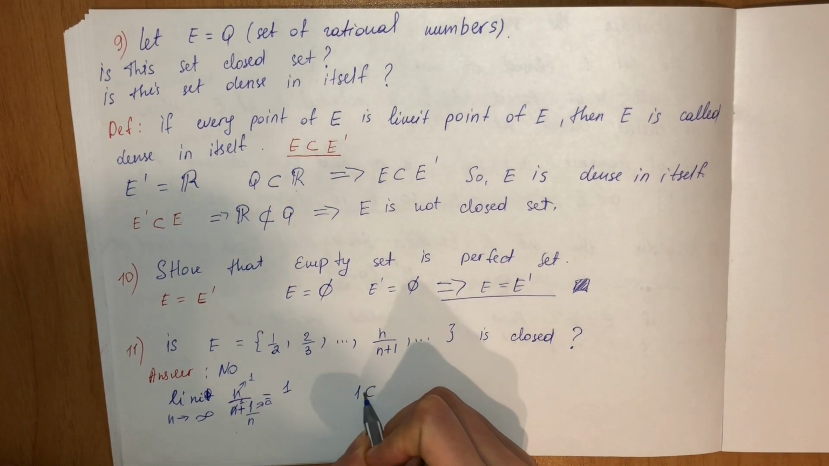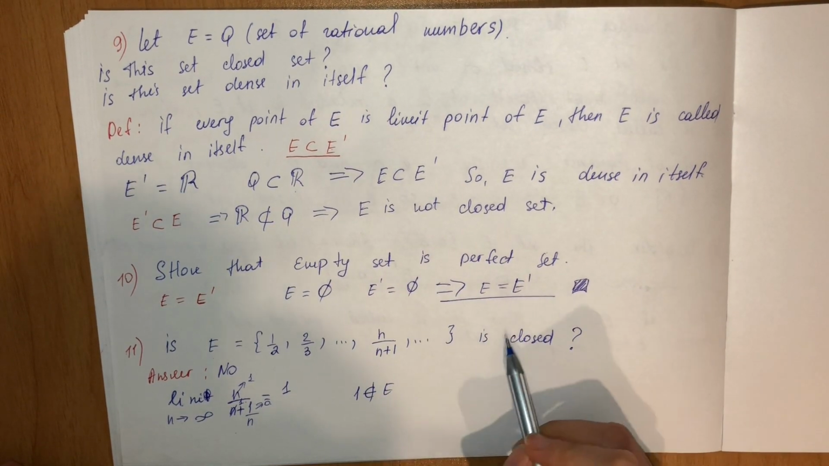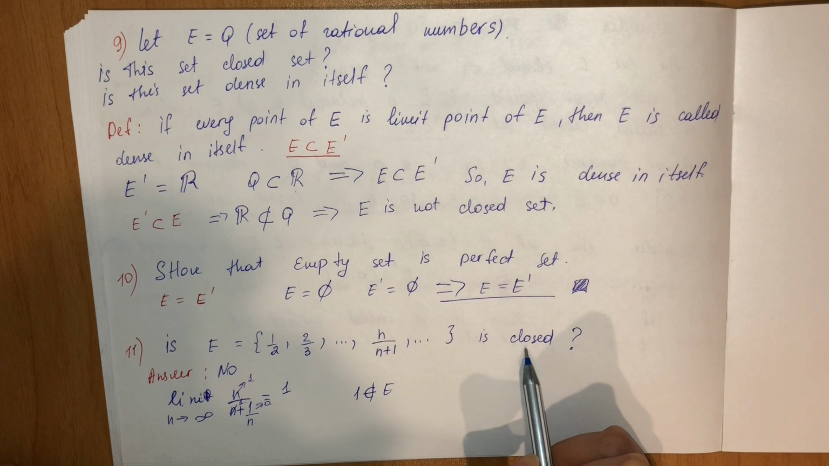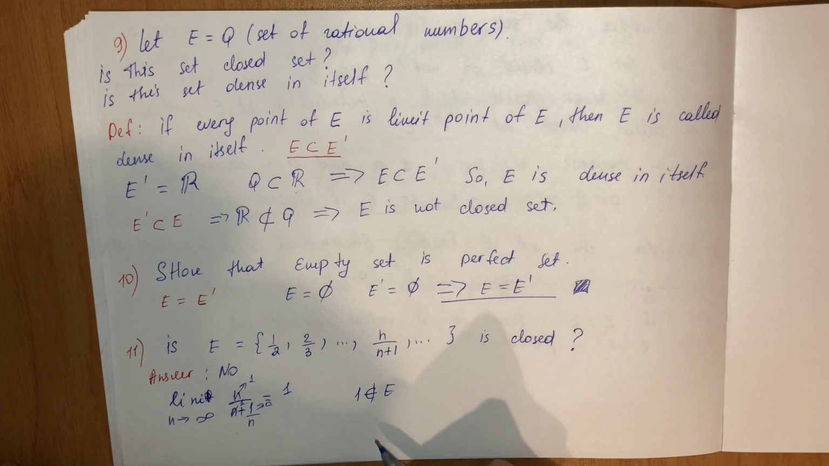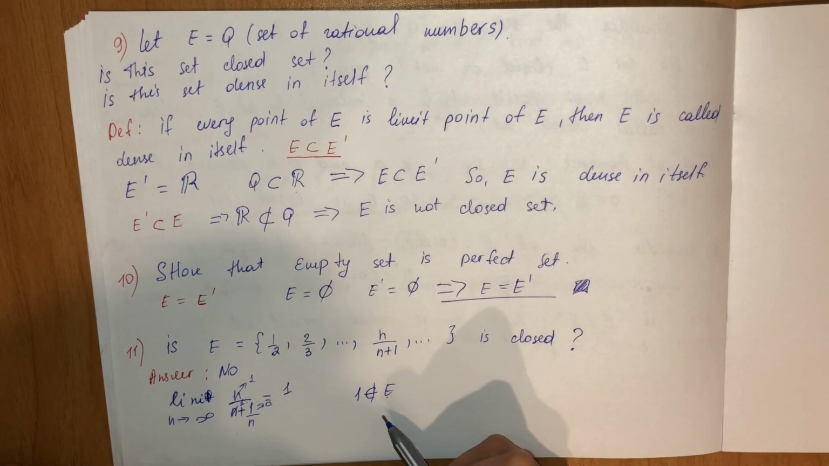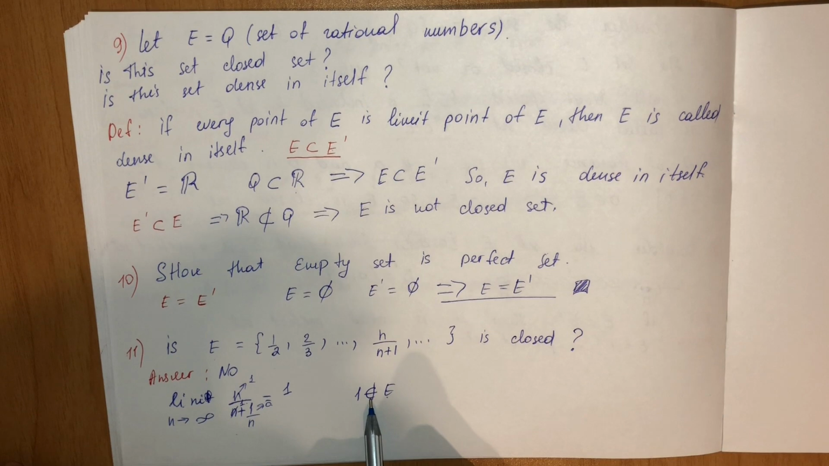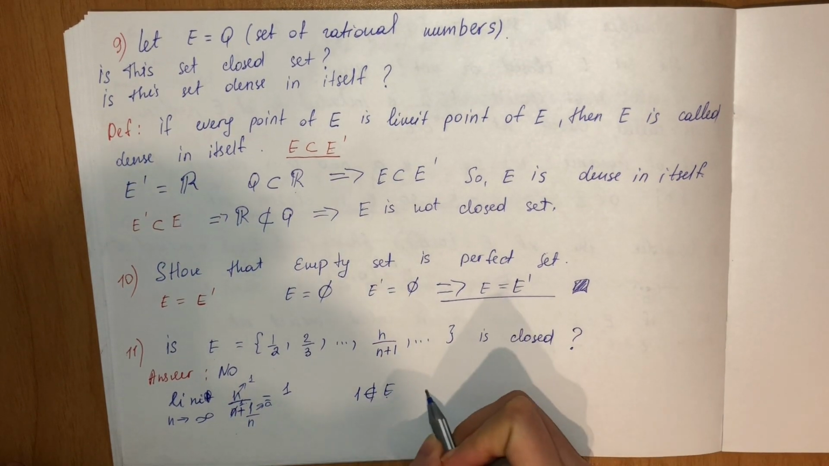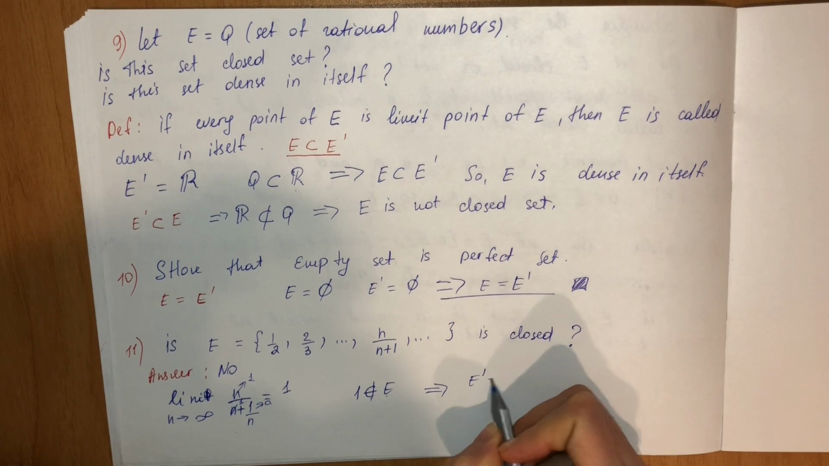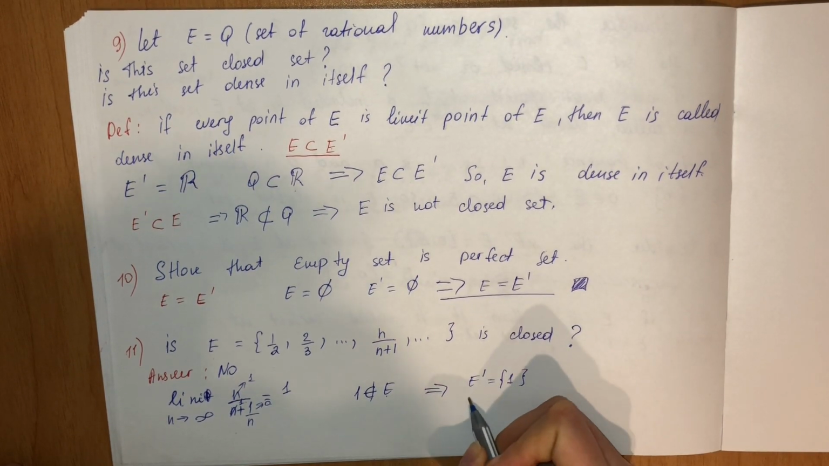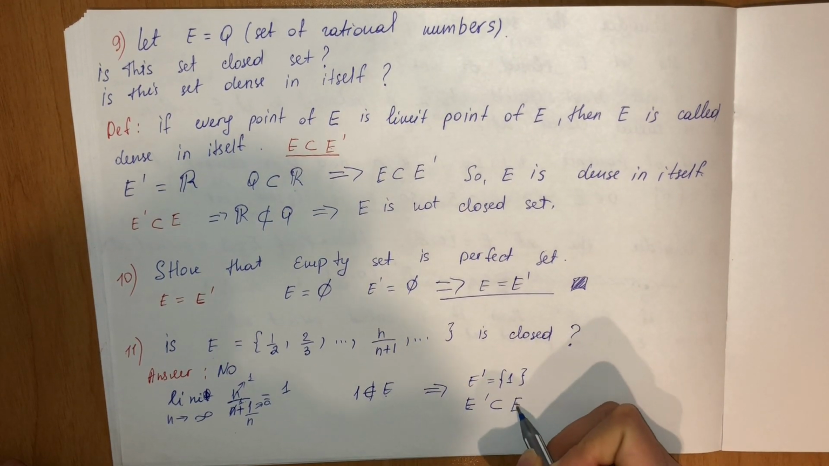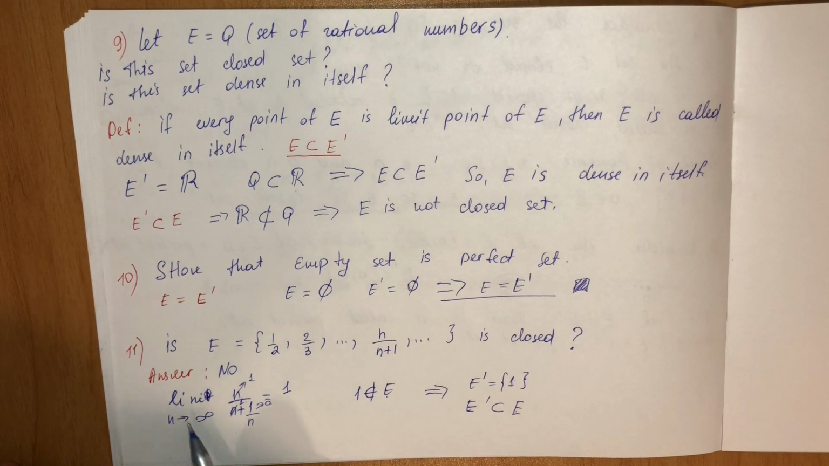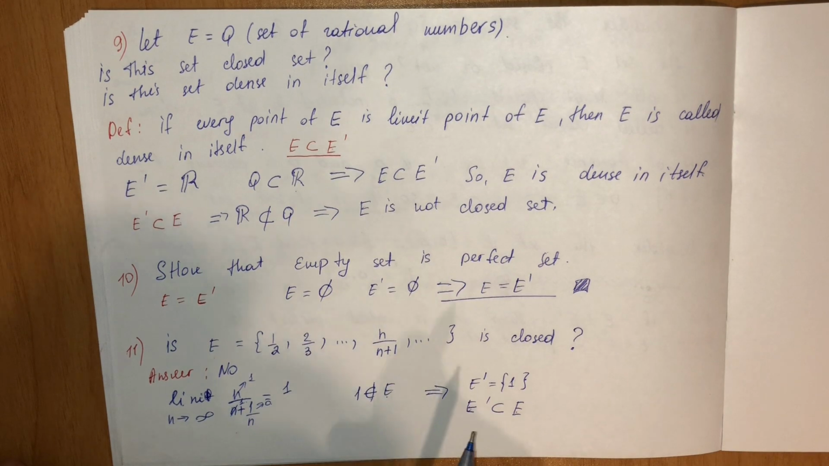Yes, 1 is not from E, but the property was that if a set is closed, then its limit points are included in this set. Here the limit point is not included in this set. So E prime is {1}, but E prime is not a subset of E. 1 is not from E. So this is the reason why this set is not a closed set.